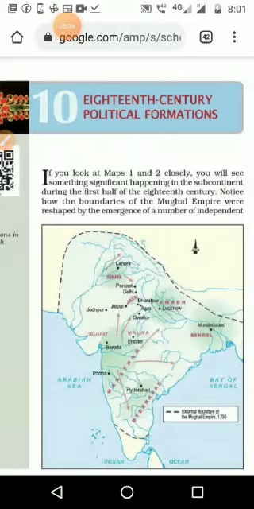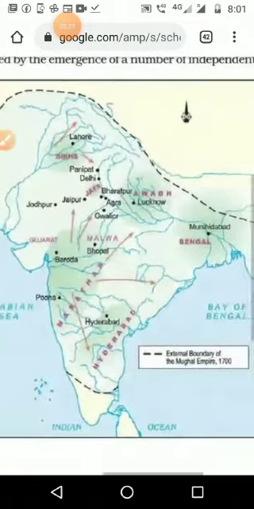First, if you look at maps 1 and 2 closely, you will see something significant happening in the subcontinent during the first half of the 18th century. We are going to think up to 1715, what happened up to that time. In the first map it is given what the area of the Mughal emperor was in 1700, and in the second map it is given how the British community was coming in the mid 18th century, that is, from 1725 to 1775. What happened in that time, we are going to see.